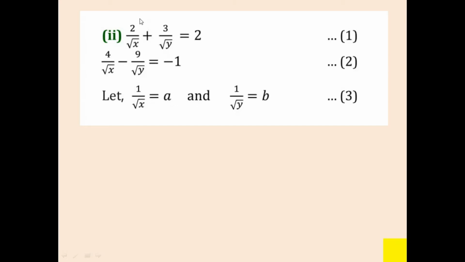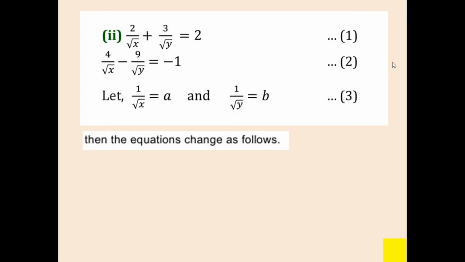Whatever is the problem, we always make an assumption with that problem itself. So 2 is not a problem for us. Only 1 upon root x is a problem for us. So we make an assumption only for that much. Therefore, these equations will change as, after making this assumption, 2a plus 3b equal to 2, because 1 upon root x has been substituted with a. So 2 into 1 upon root x has become 2 into a. Similarly, minus 9 into 1 upon root y has become minus 9 into b over here.